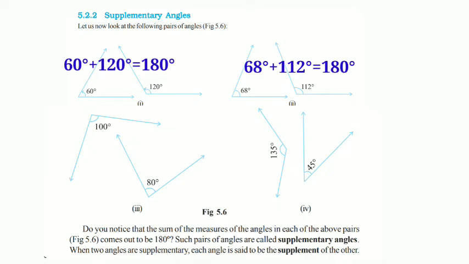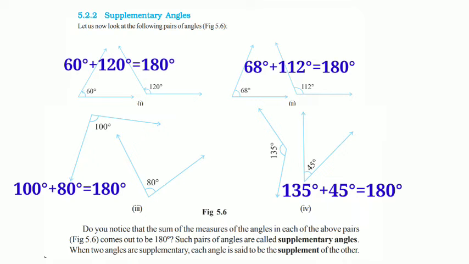In the second pair, 68 degrees plus 112 degrees, there also you will get 180 degrees. In the third pair, 100 plus 80, here also you will get 180 degrees, and 135 plus 45 is also 180 degrees. So that's why all these pairs are supplementary angles. When two angles are supplementary, each angle is said to be the supplement of the other.